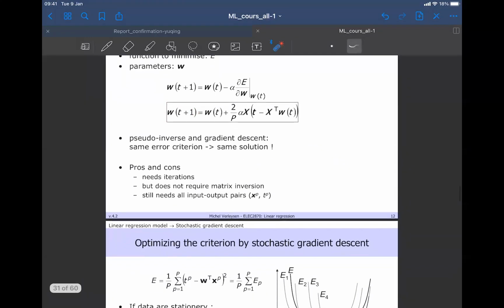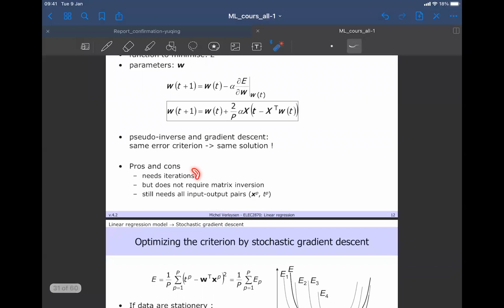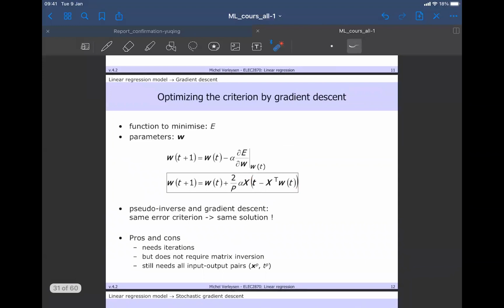So you need to have some iterations. You don't need to make the matrix inversion, so that's a good point. You just have to compute the loss with x, but you still need all the input-output pairs here because you want to compute this on all the points. So this is a vector, this is a matrix, and so you want to have all the points inside to compute this loss times x to have your gradient.